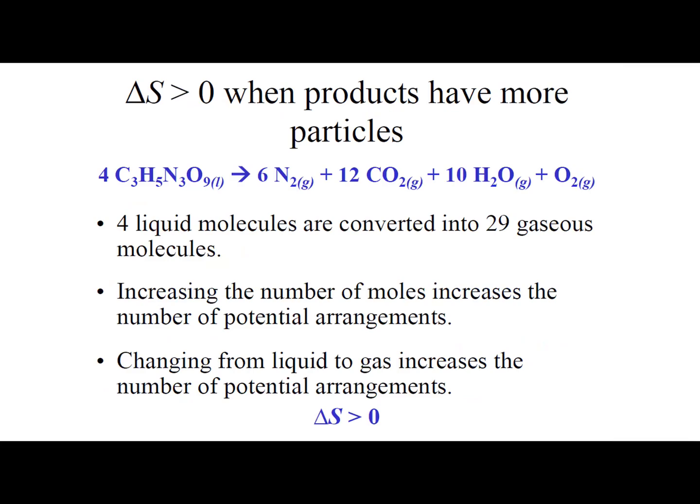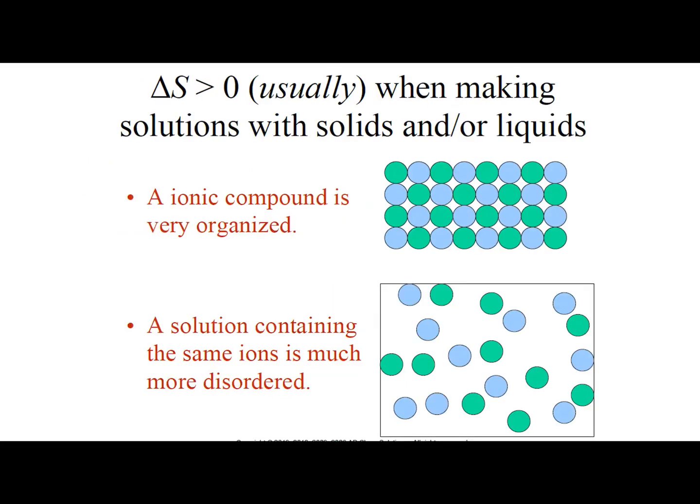Our delta S is also going to be positive when the products have more particles. So notice we have two different phases here. So there's two things at play. Our delta S is going to become more positive already because we're going from a liquid to a gas. But notice over here we have 4 particles, and here we have 6 plus 12 plus 10 plus 1, so we have 29 gaseous particles. So not only do we have more particles, but we have more particles that are in a phase that already increases the entropy. So the delta S of this system is definitely positive.